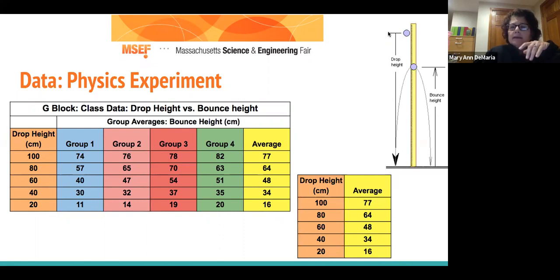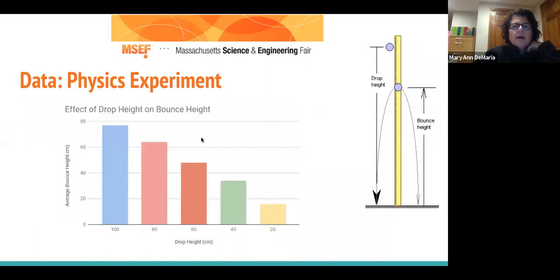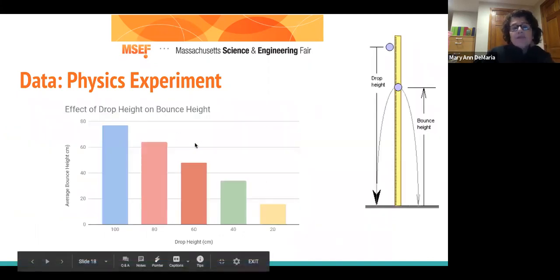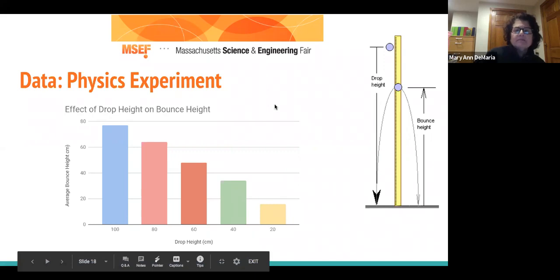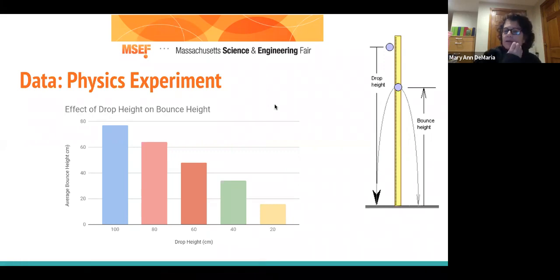But again, here are the data, and again, the perfect trend line came out of this: as drop height decreased, I guess. See the data go the reverse way here, 180. So maybe we go this way. As drop height increases, so does the average bounce height increase. Or you could do it the other way. Okay, so that is organizing and analyzing data for projects.